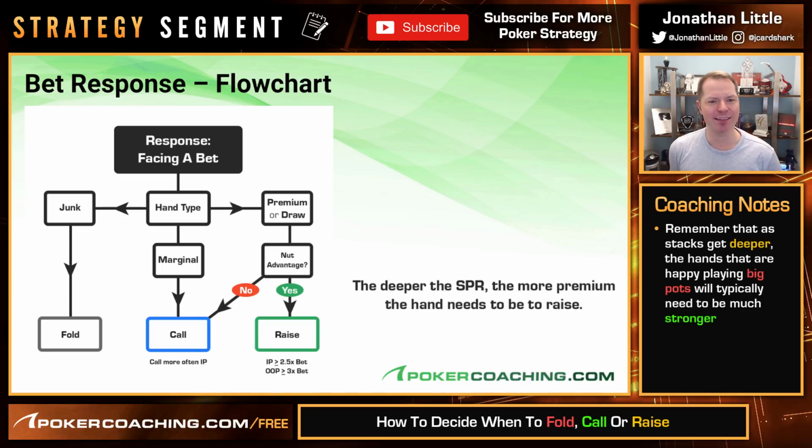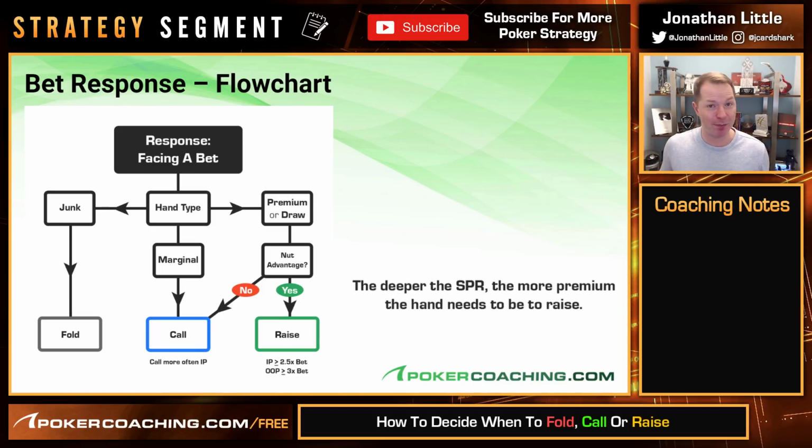So that's it. That is the bet response flowchart. Whenever you're facing a bet, go through this process every single time, and you will usually find the best play. And if you find the best play more often than your opponents, you're going to make more money from poker than they do.